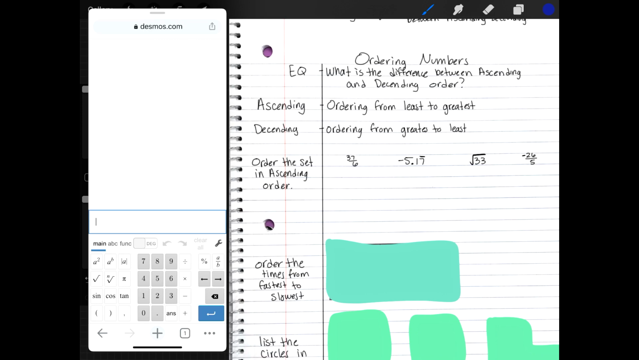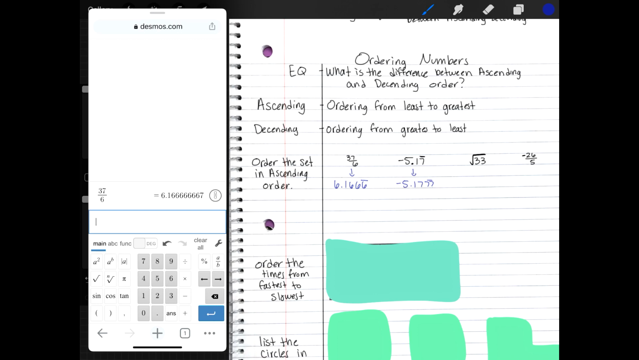Let's look at 37 divided by 6. I'm going to put it in the calculator. 37 divided by 6, we get 6.166667. So that 6 is repeating. This is 6.1666 repeating. All right. Let's do negative 5.1777. That's already a number that I know. So that 7 is repeating.